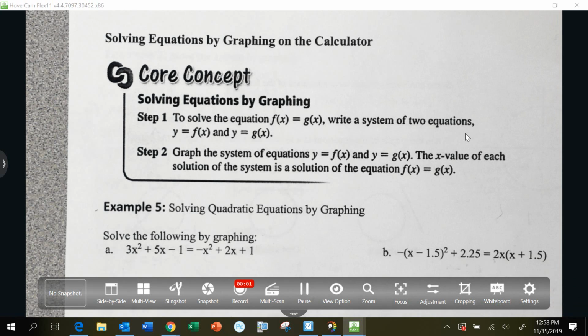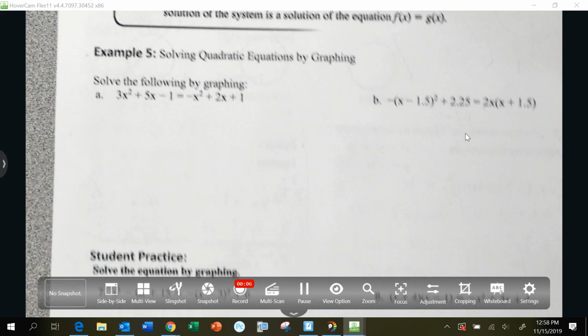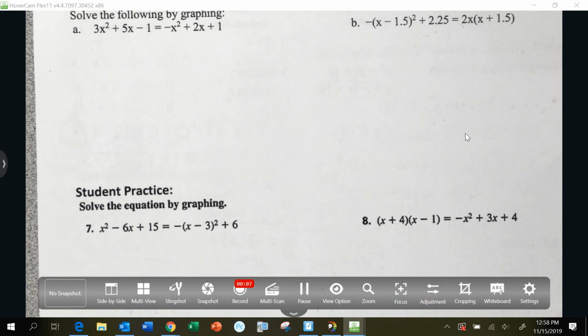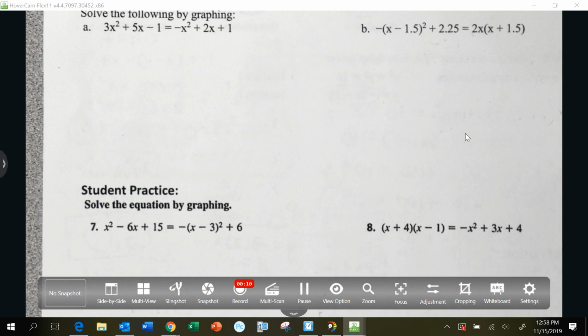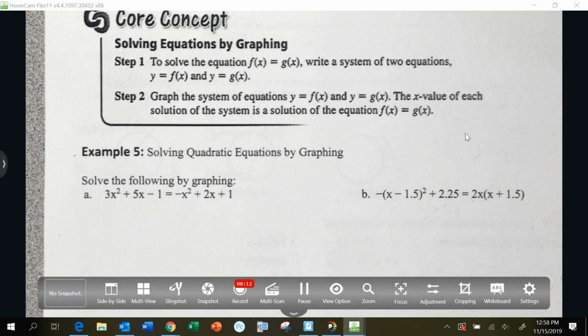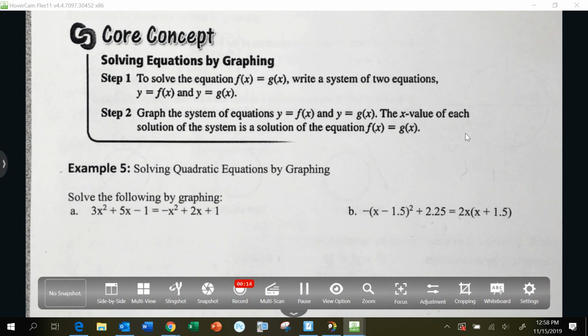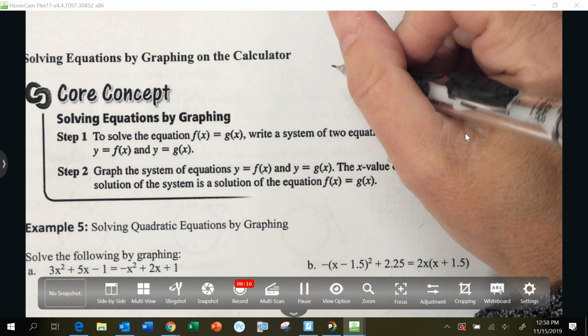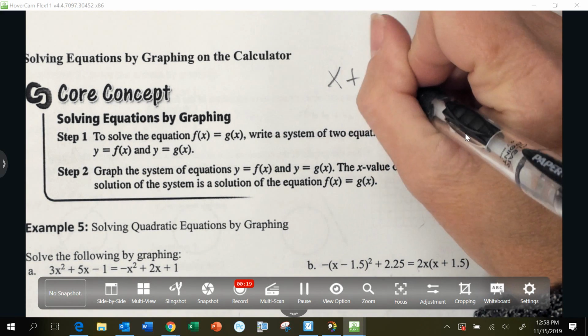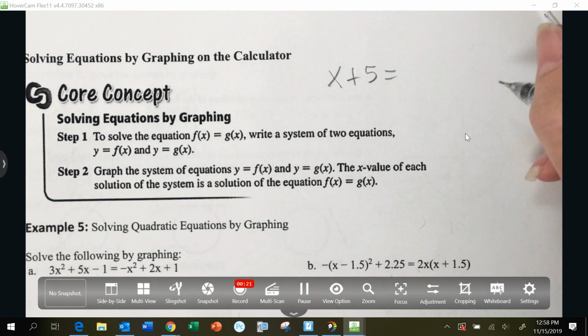Solving equations by graphing on a calculator. Now, if you look at the kind of equations we're solving, they're pretty complicated equations. I'm going to show you a super easy one just to start, because you already know the answer for this one, I hope. x plus 5 equals 7.